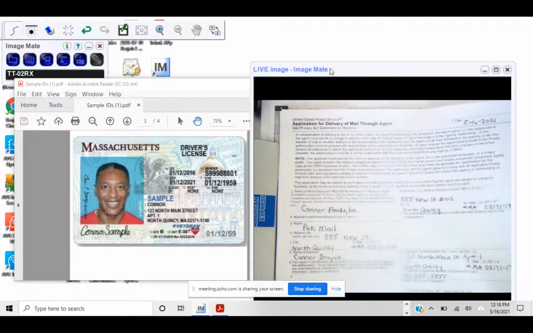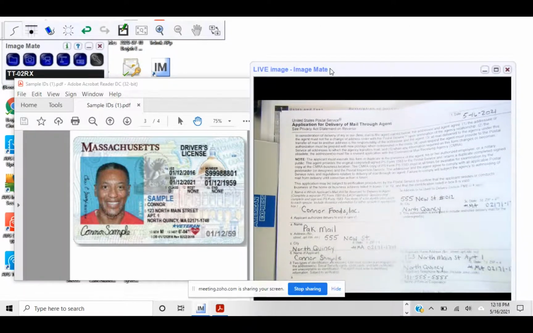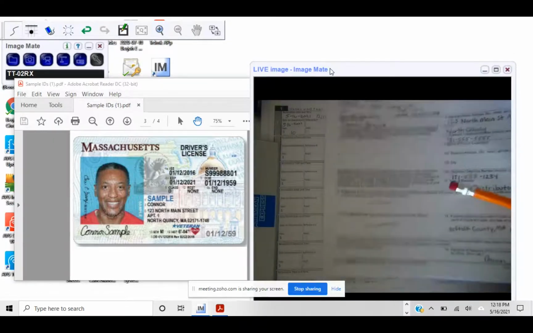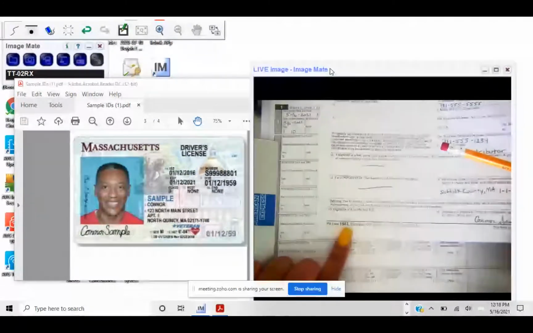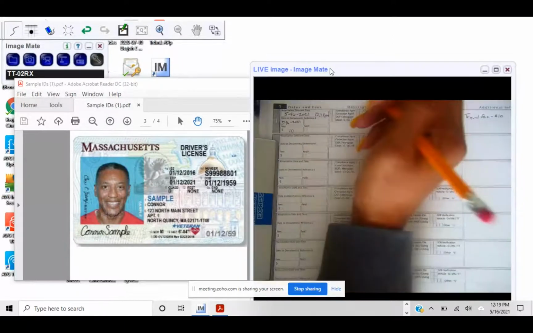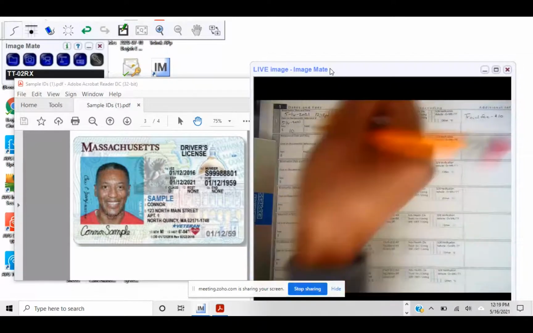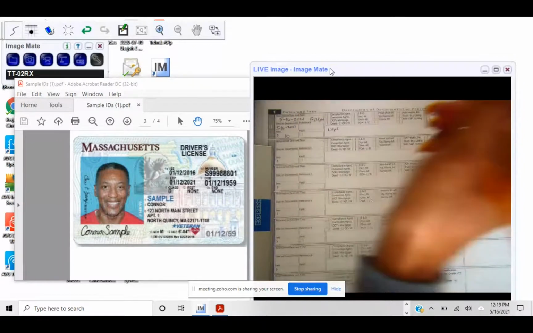The description of the document that you're going to be notarizing is going to be whatever the title of this document is. So it's an application for delivery of mail through agent. Here, you can abbreviate it. You could put PS Form 1583, so you could put a USPS PS Form 1583, if you don't want to write out this whole title. Okay, so that's what I will put. I will put USPS. Oh, I'm sorry.